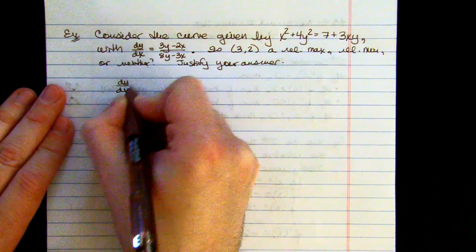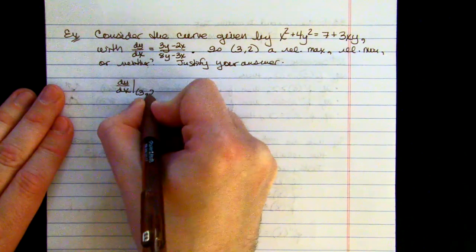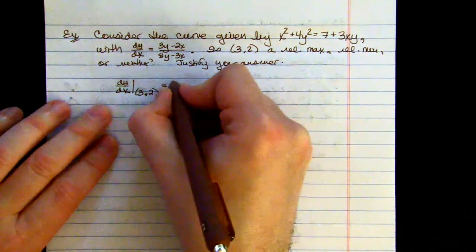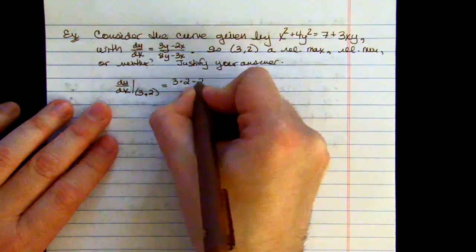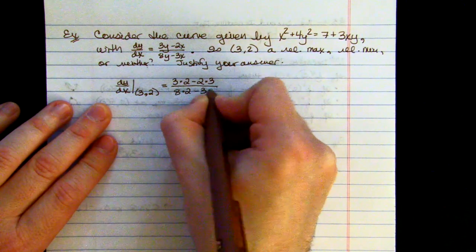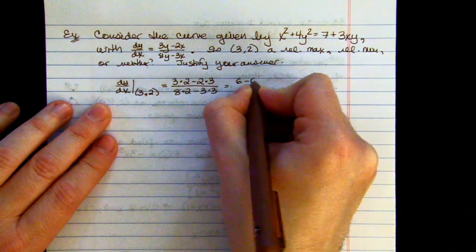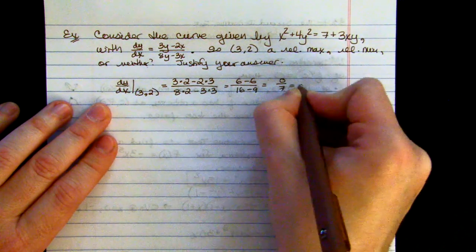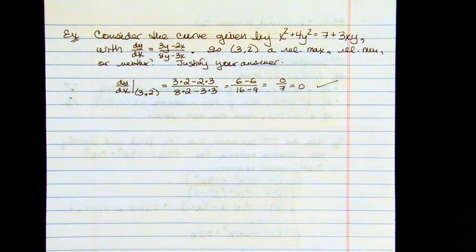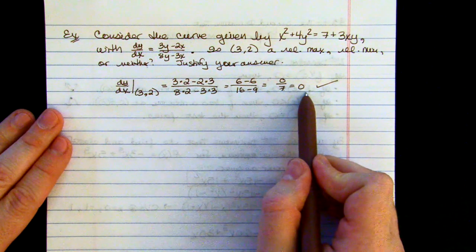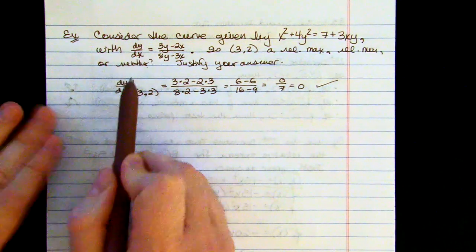Take a moment. Go plug (3, 2) into dy dx and tell me what your first derivative equals. 3 times 2 minus 2 times 3, that's looking good, over 8 times 2 minus 3 times 3. That's 6 minus 6 over 16 minus 9. That's 0 over 7. That's 0. That's good. I passed my first part of the second derivative test. If the first derivative wasn't 0, you could say right away that you will have neither at (3, 2).